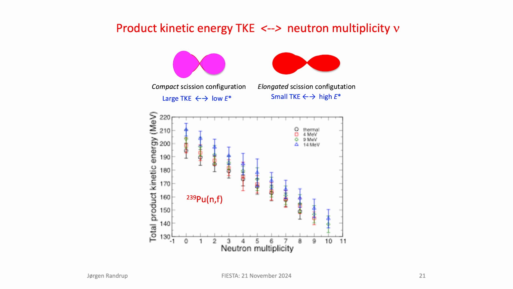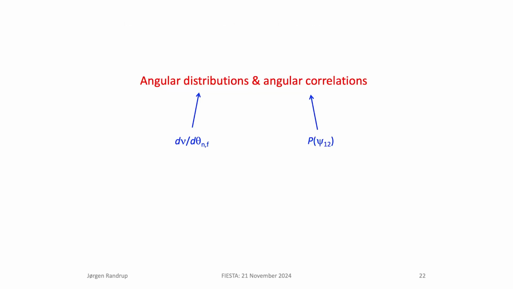And here's some calculation where you calculate for different incoming energies. You do thermal up to 14, and you can see, of course, the more energy you put in, the more it goes up. But you see here how, with high neutron multiplicity, you cannot have very much kinetic energy, and vice versa. So these things have to match together, and this puts some constraints on models. Now, what I want to talk a bit about is angular distributions of the neutron and then correlations between the neutrons. Also something that was touched upon.